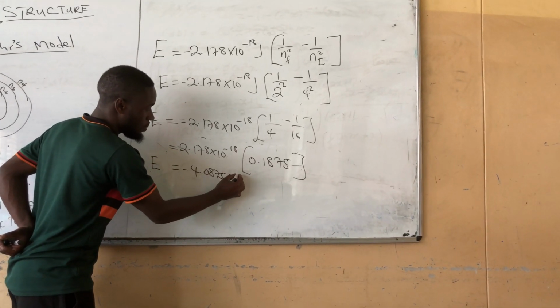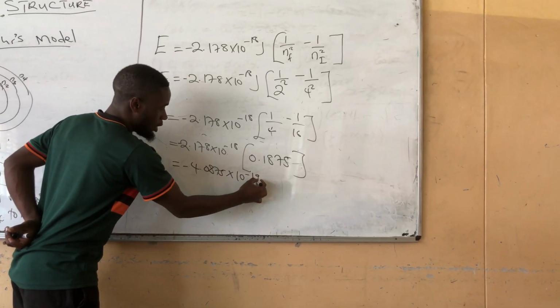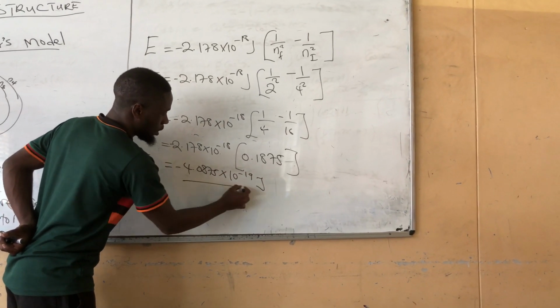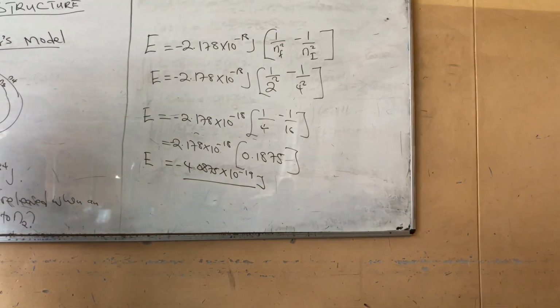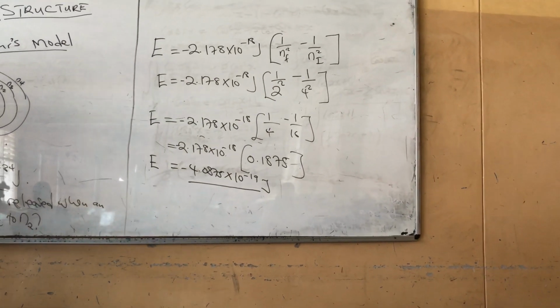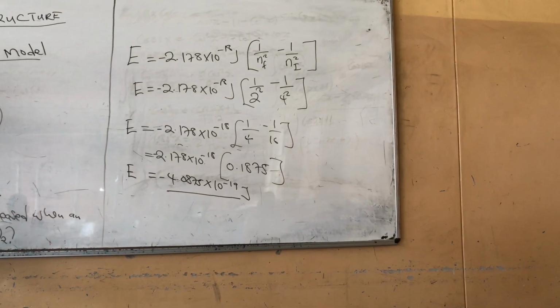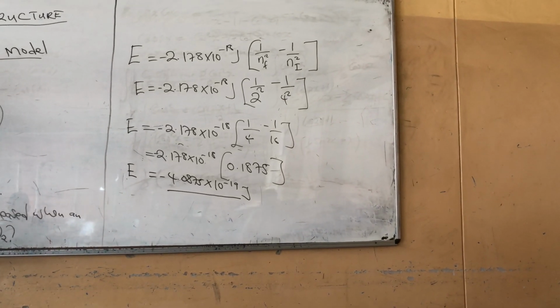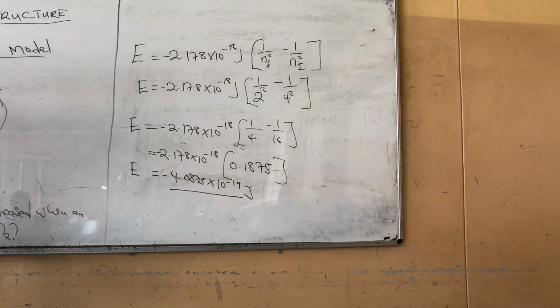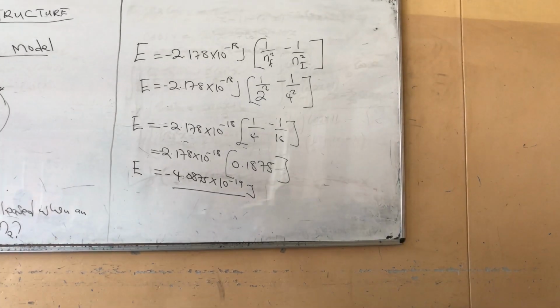4.0875 times 10 to the power negative 19 joules. So this is how you calculate the energy released when an electron falls from one energy level to another energy level. So this is how you calculate the energy released. All right. So let's move forward here.